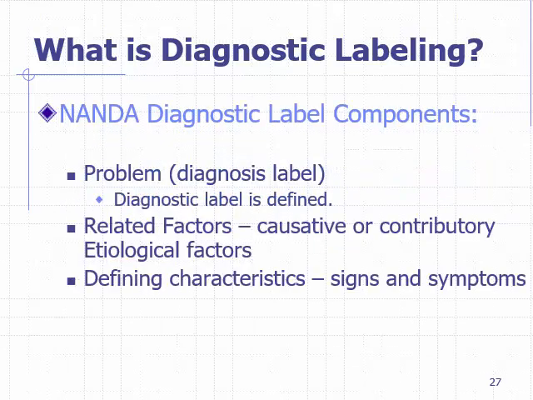So NANDA has standardized the nursing diagnosis to consist of 3 parts. You have the problem, which is your diagnosis label, and this is where the label is defined. You have your related factors, which are causatory or contributing etiological factors, and you have your defining characteristics, also known as signs and symptoms.